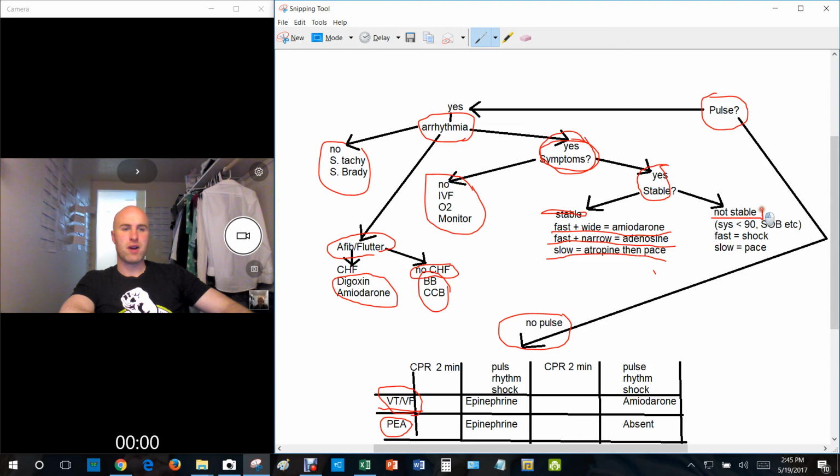Then not stable, in this case, is defined as like systolic less than 90, shortness of breath, those kind of symptoms. If it's fast, you might need to shock them, and if it's slow, you may need to pace them. So hopefully I did that correctly. If I didn't, I apologize. Hopefully that'll be helpful for you, kind of laying it out.